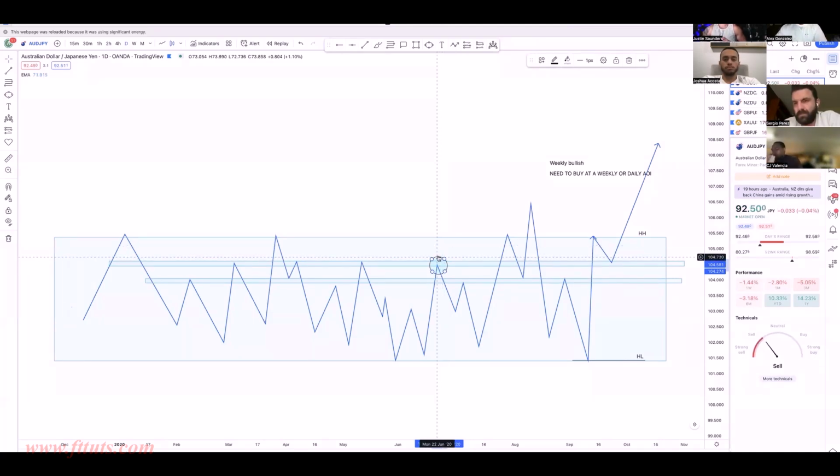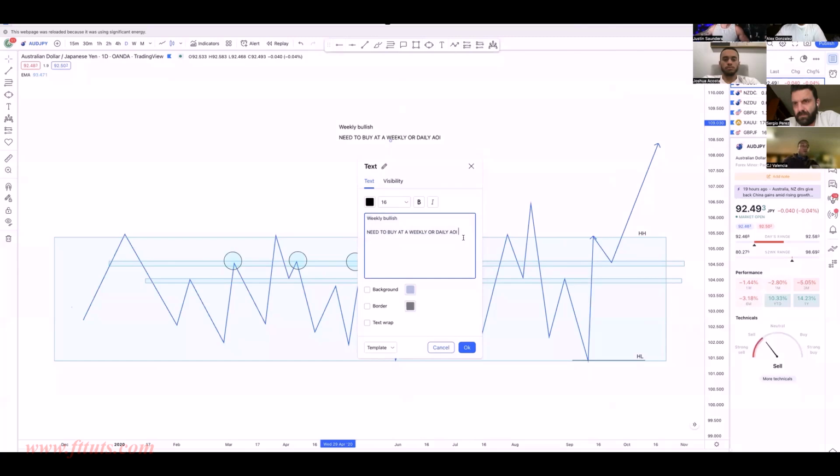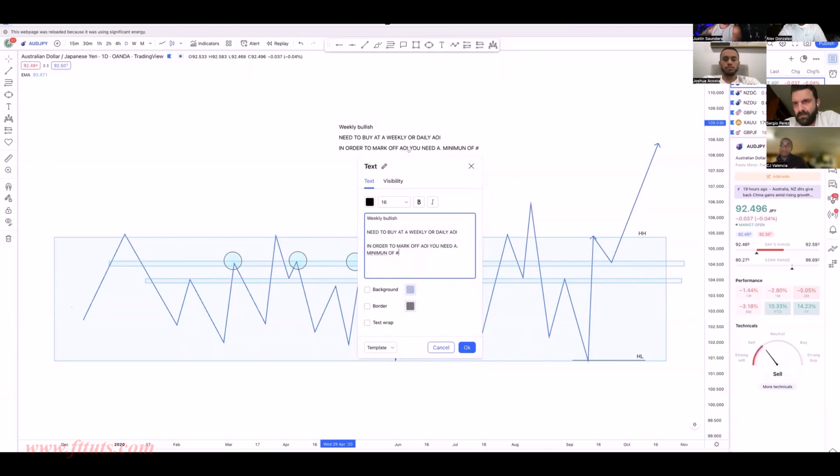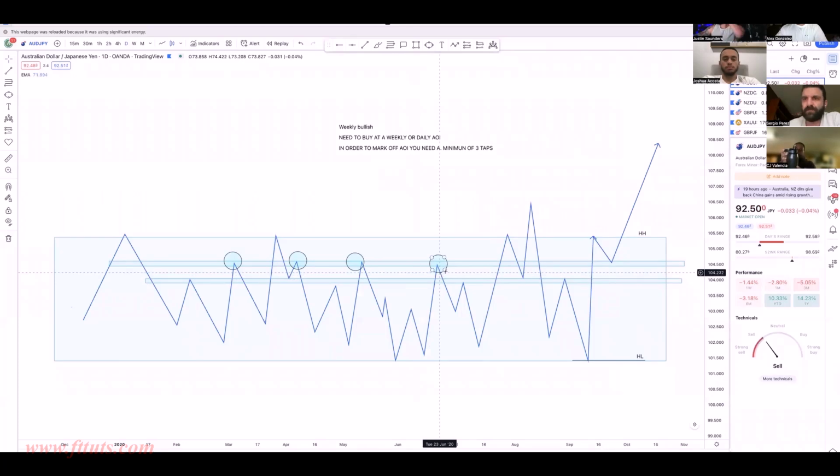So this right here, as you can tell, we have 1, 2, 3, 4 rejections. In order for you to mark off an area of interest, you guys can type this down, tattoo it, whatever. In order to mark off an area of interest, you need a minimum of 3 taps. So as you notice, this is a valid area of interest because we have 3 or more taps.